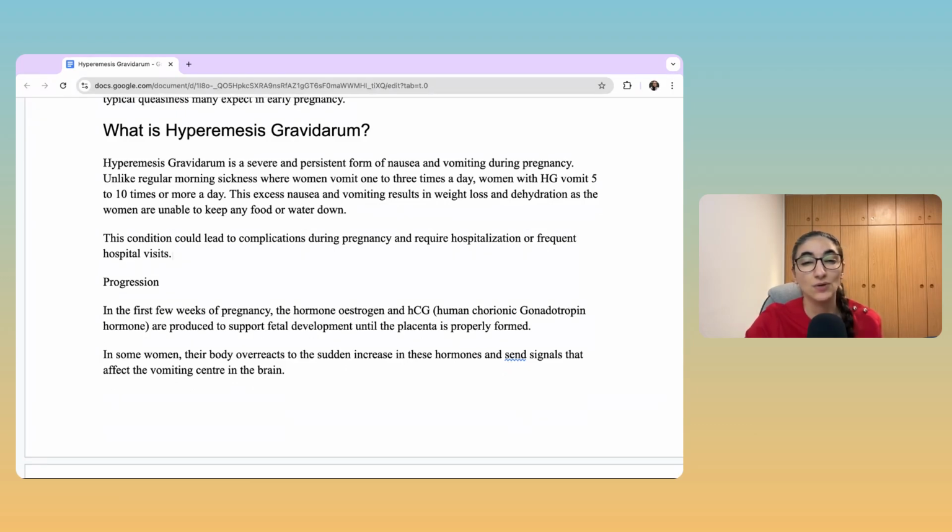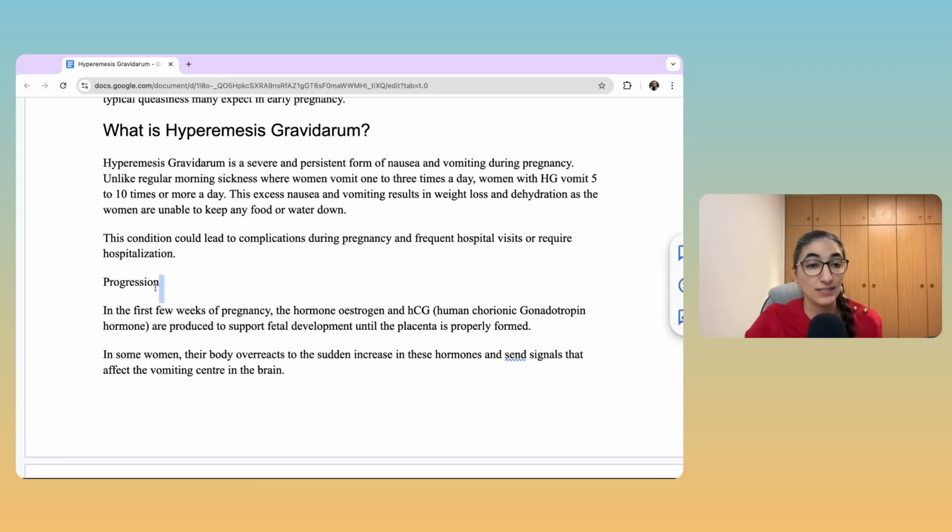Then it says this condition could lead to complications during pregnancy and require hospitalization or frequent hospital visits. So I'd probably switch those two around because hospitalization would probably be the most severe outcome. So I would change it from frequent hospital visits or require hospitalization. Just remove that one.